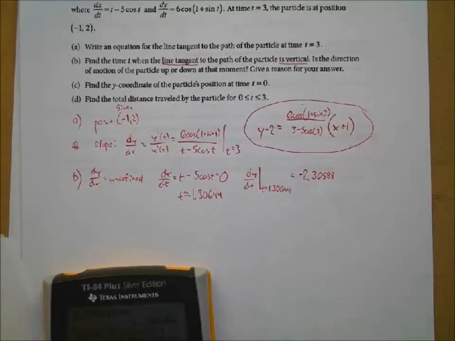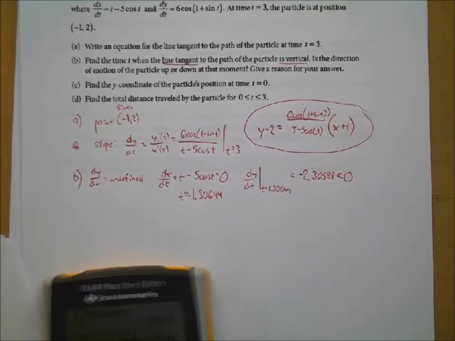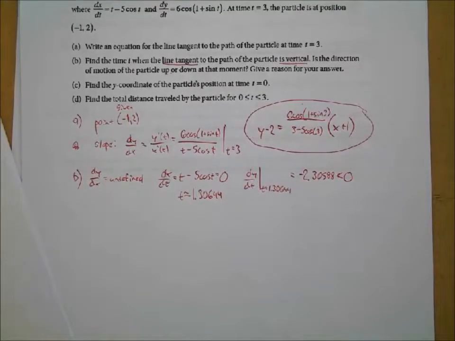All right, I'm just going to do that many. I don't need to keep going here. Okay, so hopefully we got negative 2.30588. If you got the rest, 3536 there. This is less than 0, so therefore we would expect what kind of motion? Downward motion.